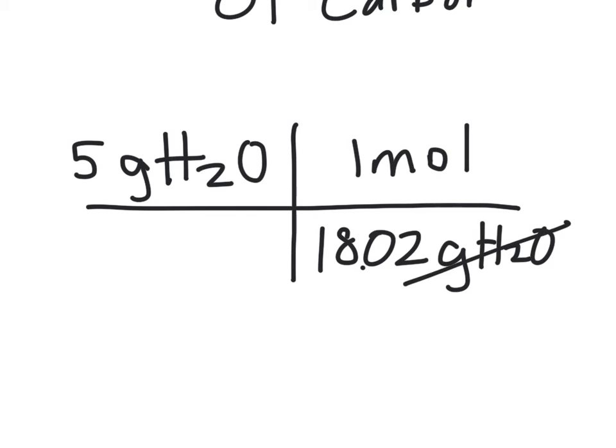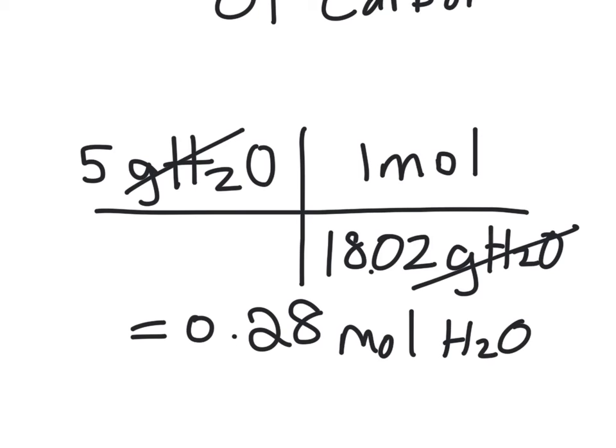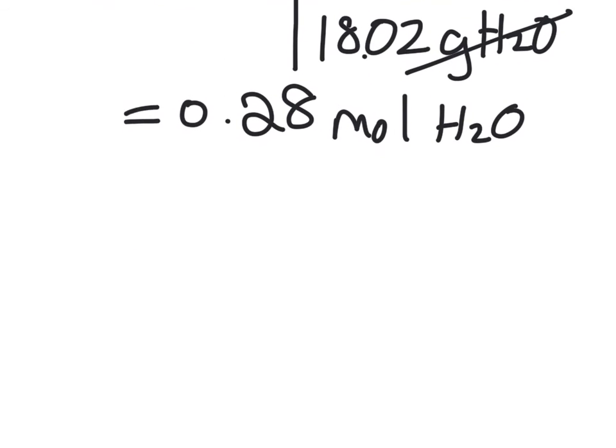So, like last time, you're going to cancel the grams H2O and divide 5 by 18.02. You're going to get 0.28 mole H2O. And that's how many moles are in 5 grams of H2O.